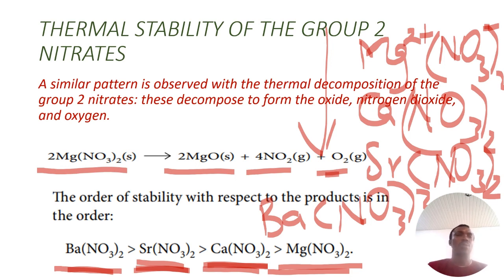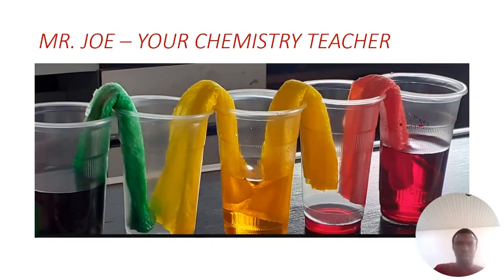So it's as simple as ABC, just a similar pattern. But when nitrates of group 2 decompose, they form an oxide, nitrogen dioxide, which is a brown gas, and oxygen gas, which is a colorless gas. So it's the same pattern, a similar pattern that occurs between the thermal decomposition of the carbonates of group 2 and the thermal decomposition of the nitrates of group 2.